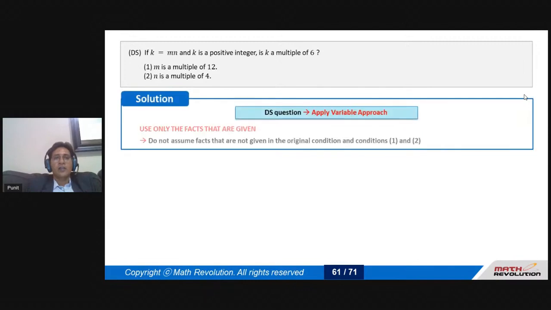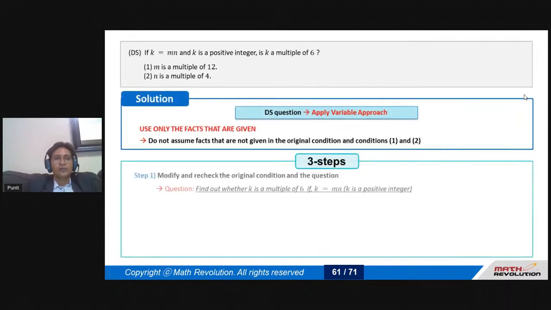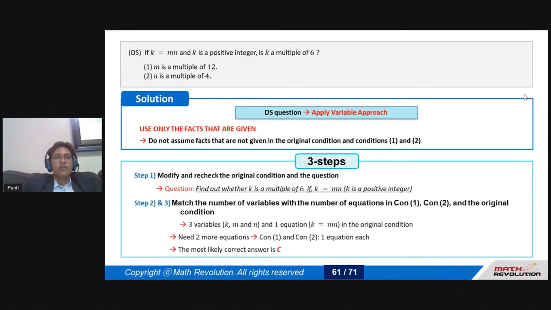So now let's go ahead with this. There are three variables involved: k, m, and n. There is one equation present, k equals mn. The question is asking, is k a multiple of 6? The most likely answer is going to be C.